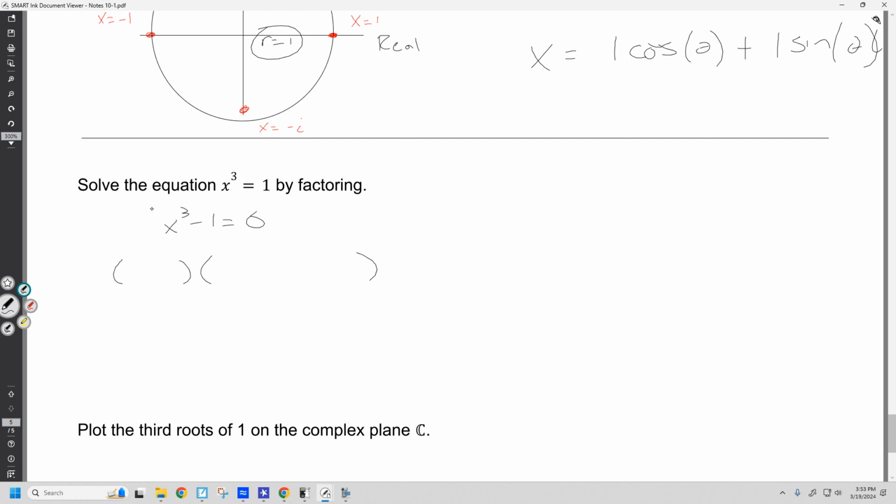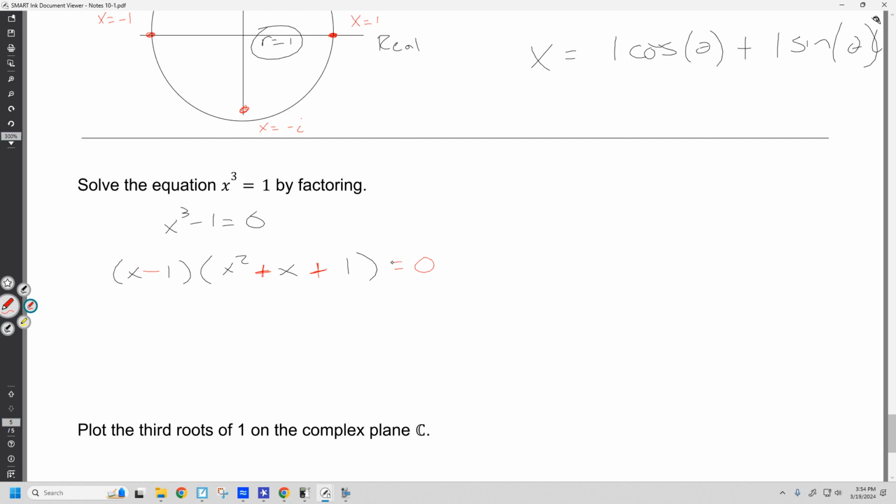This is x cubed, this is 1 cubed. You will have x and 1, you will have x squared, you will have 1x, you will have 1 squared. You keep the same sign. You don't have to know this, guys. This is just like, did you remember things from algebra 2? Same sign, opposite sign, always positive.